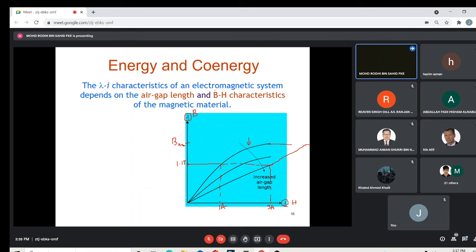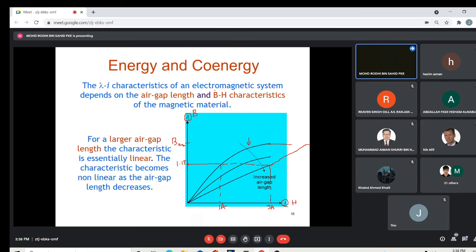It is based on the air gap length, or the air gap volume. For larger air gap length, the characteristic is essentially much more linear. So you can see that if you increase the air gap, you can get a more linear curve. The characteristic becomes non-linear as the air gap length decreases.